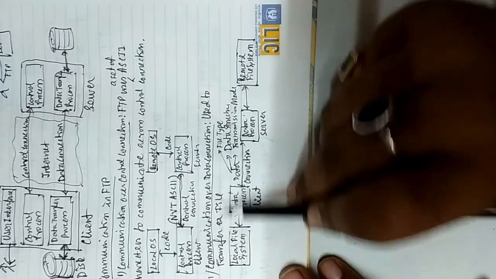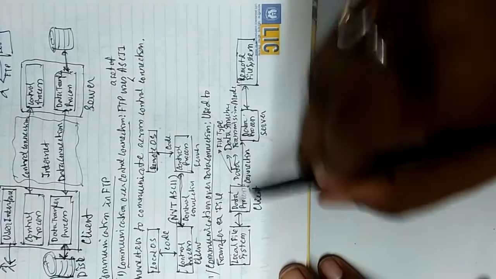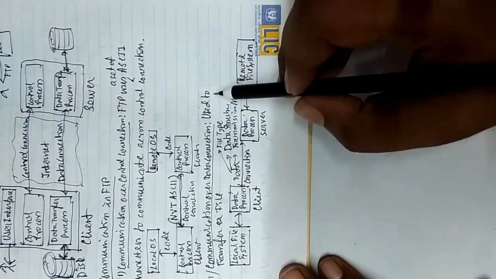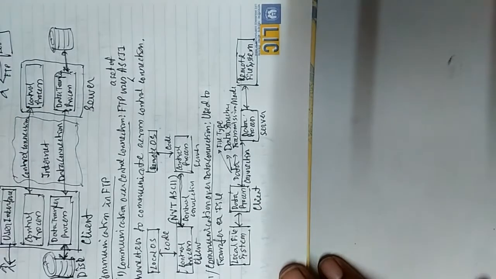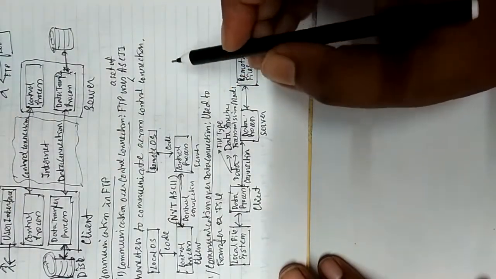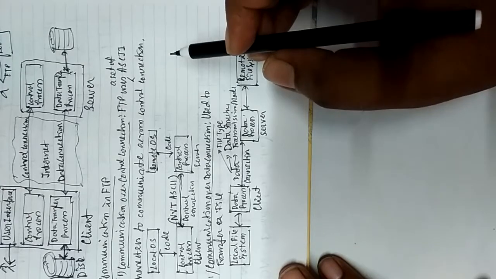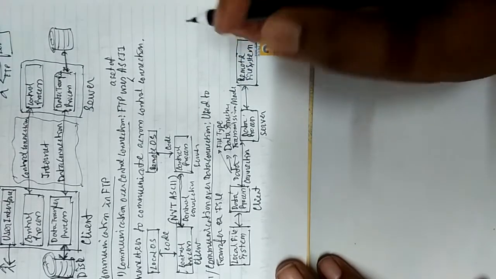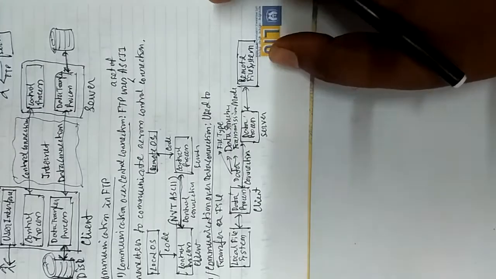So this is communication over data connection. The pictorial diagram I have drawn for you is used to transfer a file. Now we will study all three things: file type, data structure, and transmission mode.